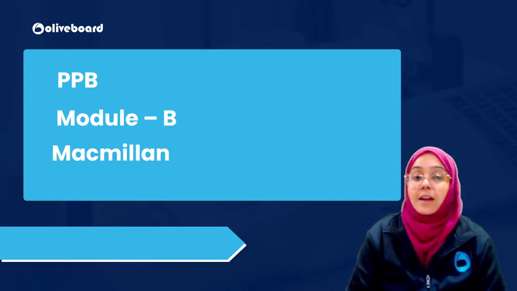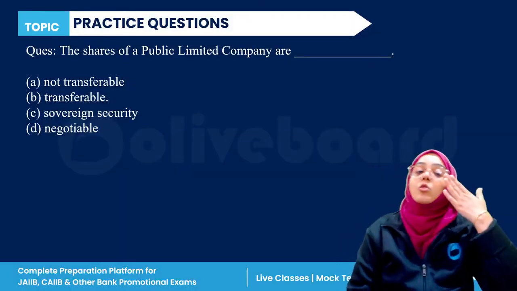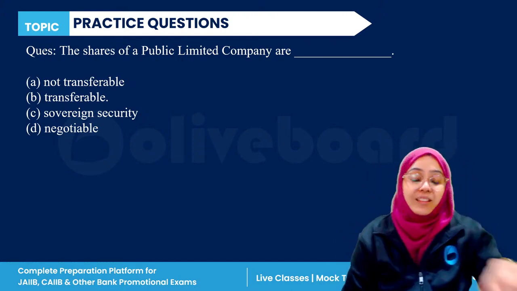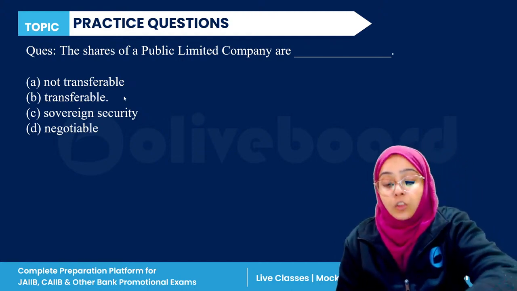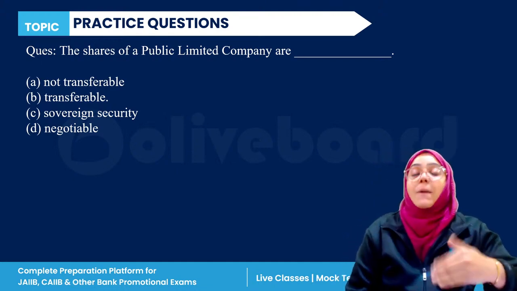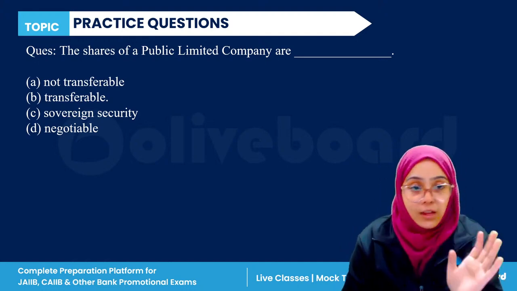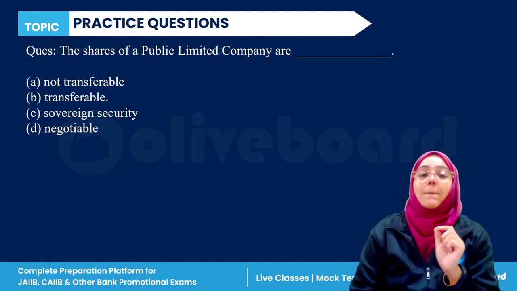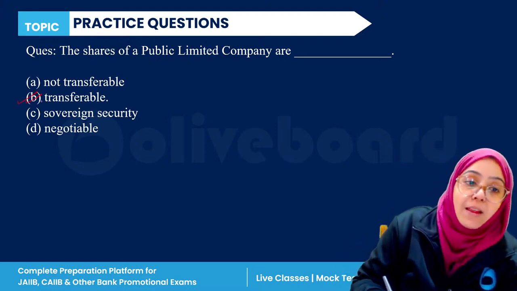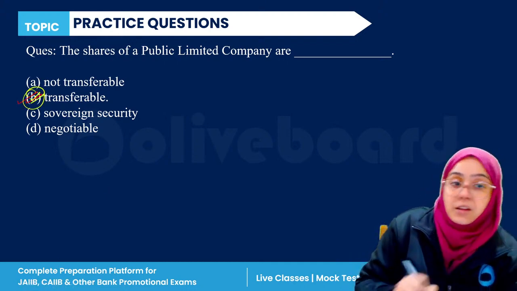Hello, everyone. So let's start discussing the complete Module B. The very first question is: the shares of a public limited company are not transferable, sovereign security, or negotiable. There are public limited companies and private limited companies. A public limited company is one where 51% or more shares are in the hands of the government. The shares of a public limited company are always transferable. So B is the correct answer, right?